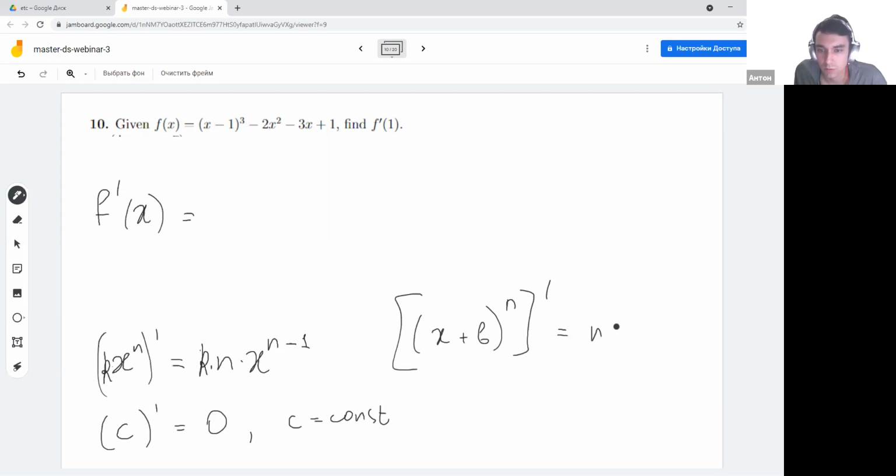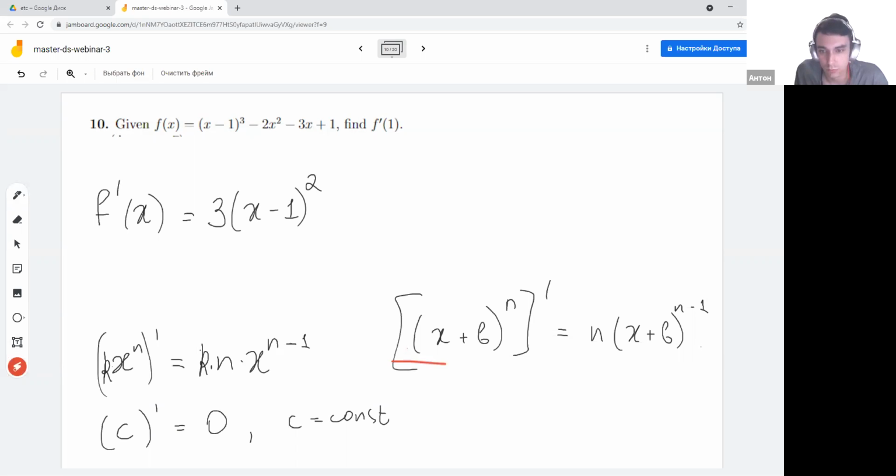Also equals. So you can differentiate it without thinking of b there. So let me compute it finally. So applying these rules, I have here 3 times x minus 1 squared.